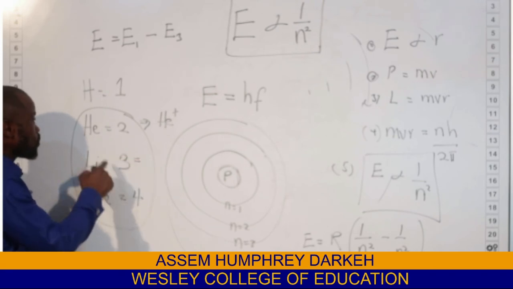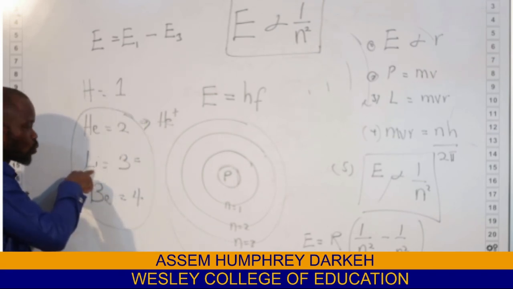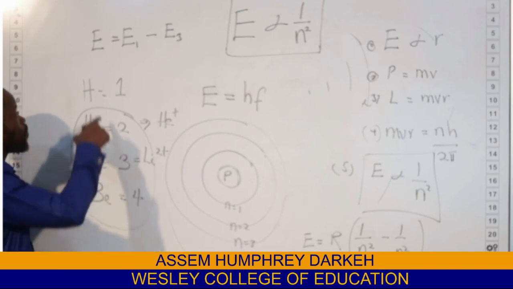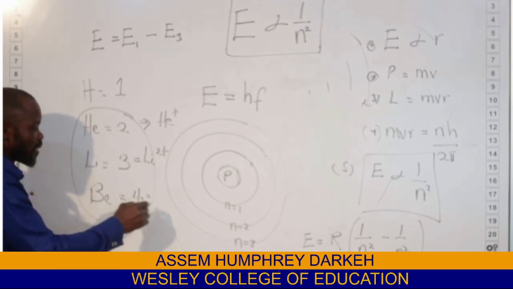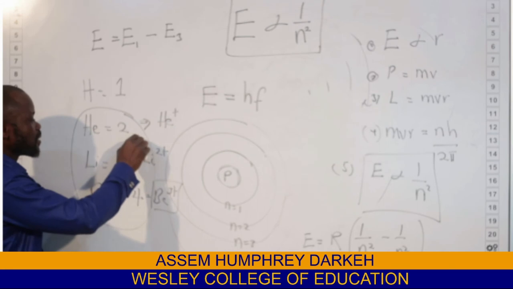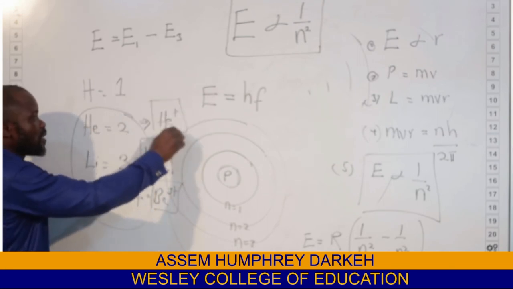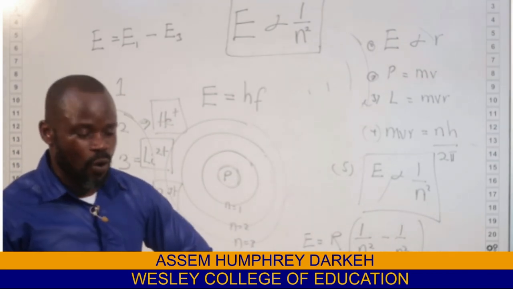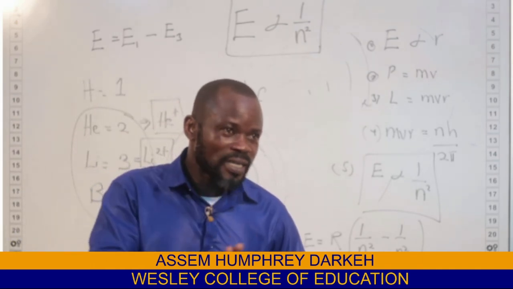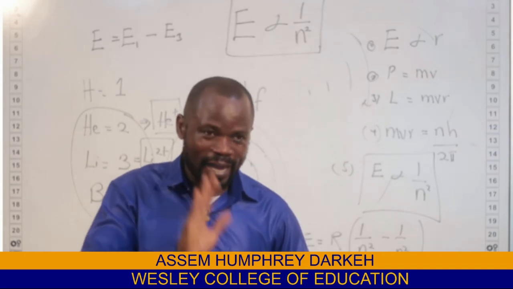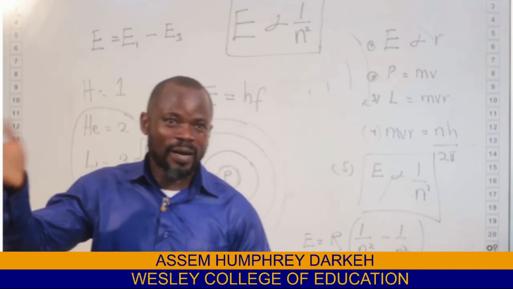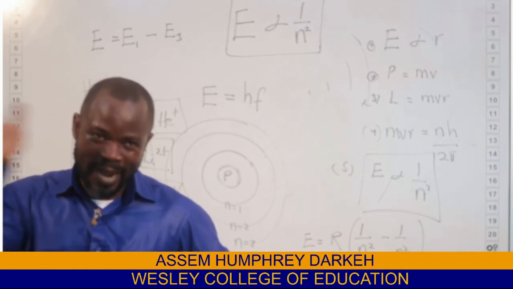Now lithium, to become 1, will have to lose 2. So it means that we have Li2+. And beryllium, to resemble hydrogen, must also lose 3. And so it becomes Be3+. So Be3+, Li2+, and He+ resemble the hydrogen atom. And that's what the Bohr model of the atom can explain. Apart from that, it cannot explain any other atom. Okay, it can explain beryllium 3+, lithium 2+, and helium +, and hydrogen itself.